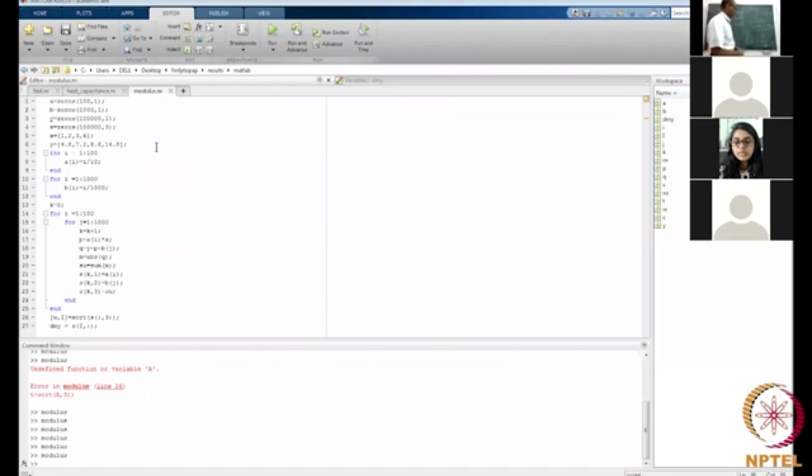Ten to the power of 5 combinations. Yes, sir. After neglecting the outlier, the x values will be 1, 2, 3, 6, and the y values will be 4.8, 7.2, 8.8, 14.8.